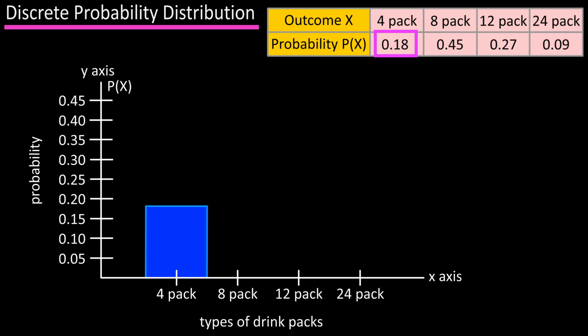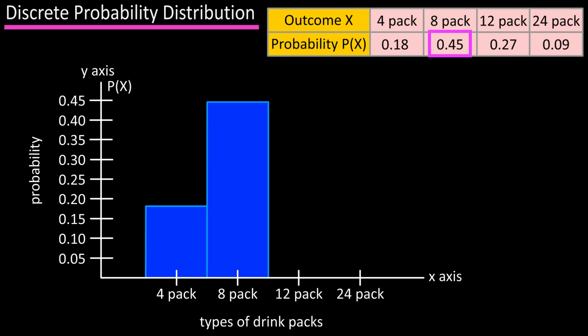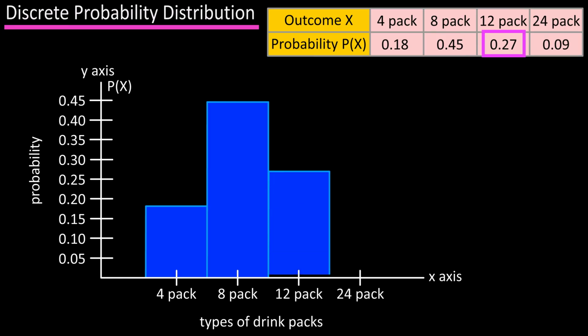Now for our next bar, for the 8-pack, which has a probability of 0.45. Again, find 0.45 on the y-axis, draw in a line above the 8-pack on the x-axis, and connect it down to the x-axis and fill in the bar. Again, this bar should end between the 8-pack mark and the 12-pack mark on the x-axis to keep the graph looking clean, balanced, and neat. Then use this same process for the 2 remaining items, the 12-pack, which has a probability of 0.27, and the 24-pack with a probability of 0.09, and our histogram is complete.